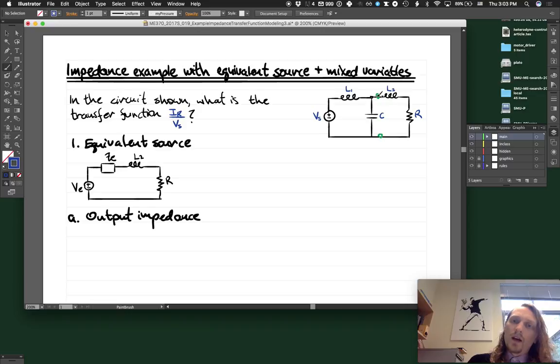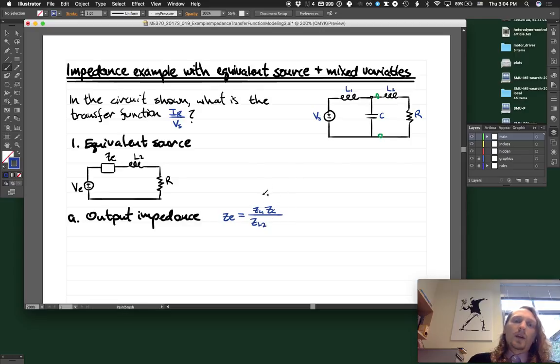And between these two nodes we have two paths. We have the path through C and we have the path through L1, which means that they're in parallel with each other. And the equivalent impedance ZE is then either the 1 over 1 over formula for equivalent impedance, or it's just ZL1 ZC divided by ZL1 plus ZC.